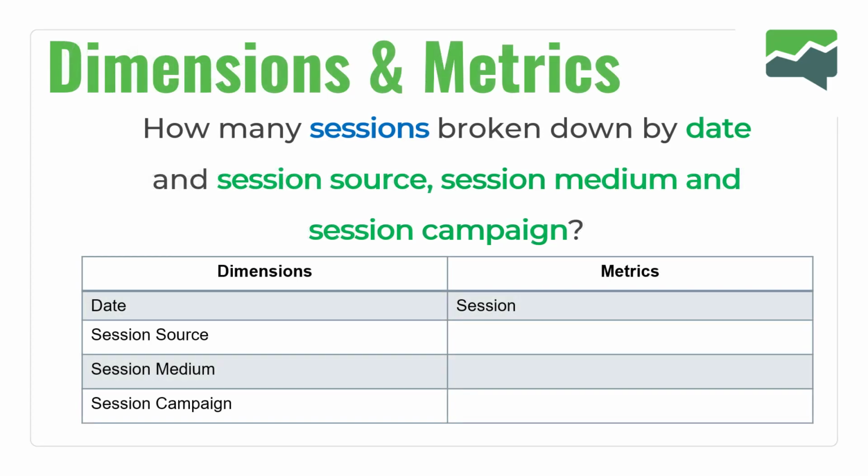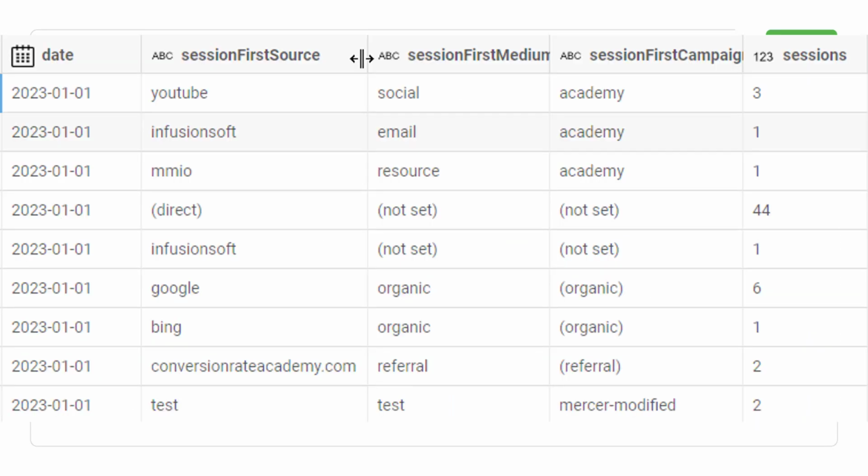So let's look at that together. Your dimensions are date, session source, session medium, and session campaign, and your metric is sessions. You can even add the other two UTMs here, campaign and term, and they would be your dimensions. So let's show you that table. This is the final table.